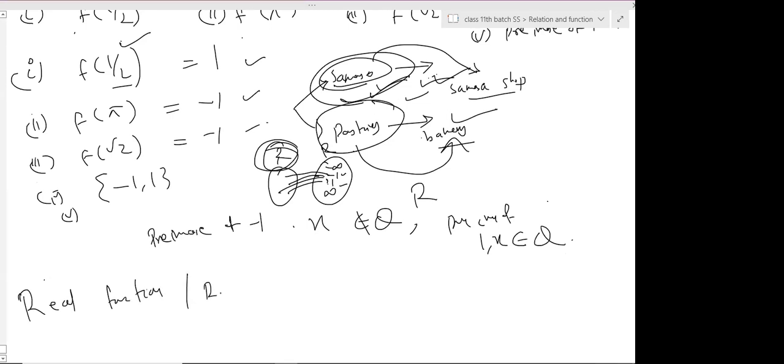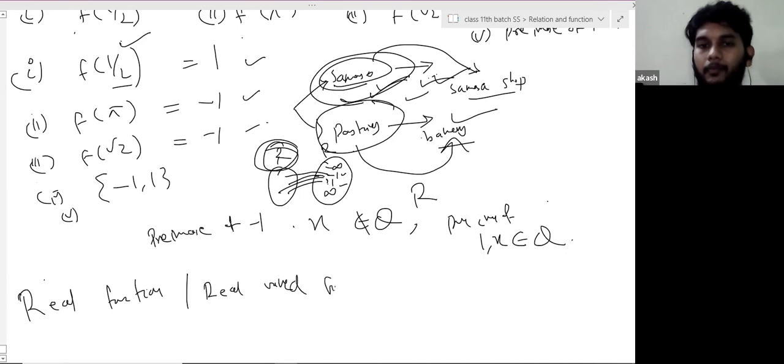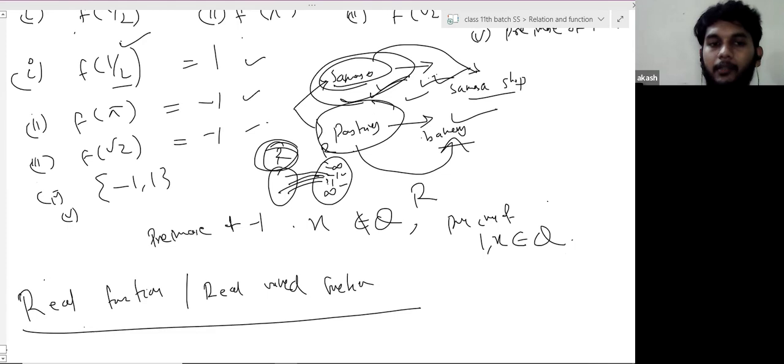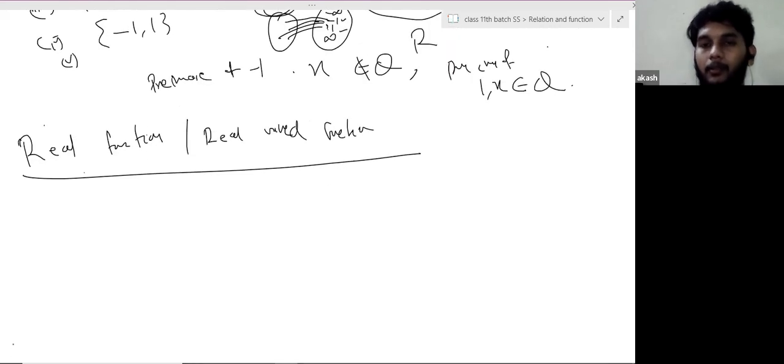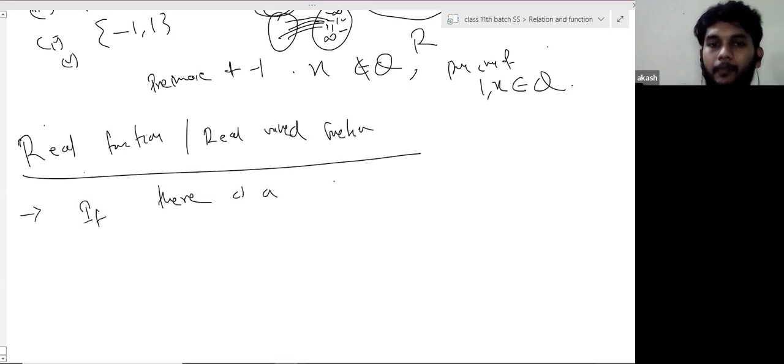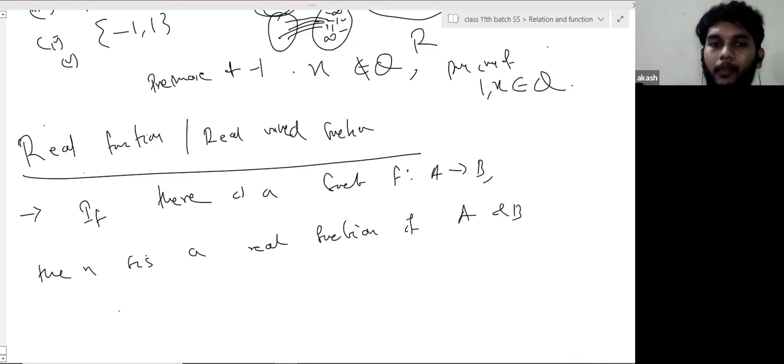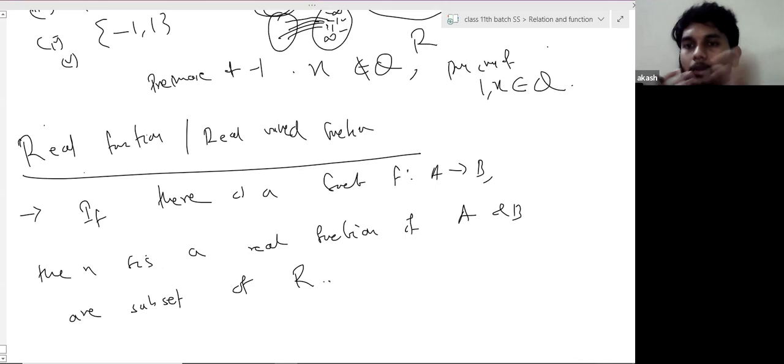Next topic is real function, or real valued function. Now we have learned all about what is relation, what is function, domain, range, everything. Now we are looking into what are the types of functions we have in this world. What is a real function? If there is a function f from A to B, then f is a real function if A and B are subsets of R. Or very simply, if the domain and codomain, that means all the inputs and outputs, are subsets of real numbers. That means we get real numbers.